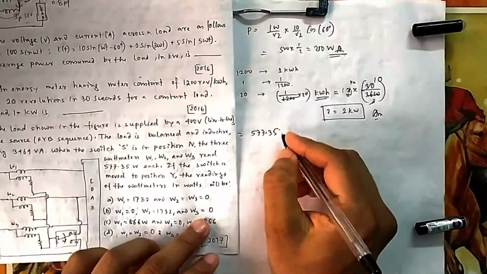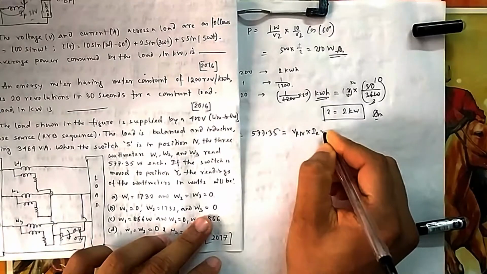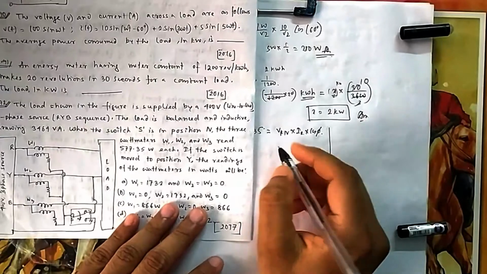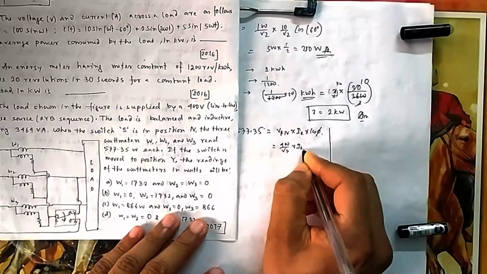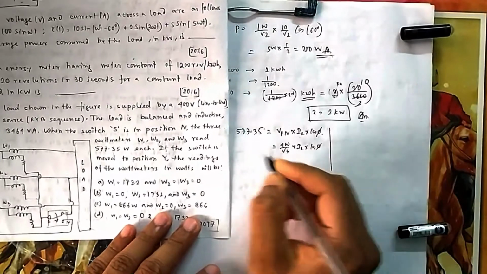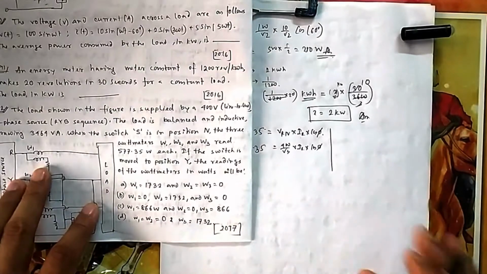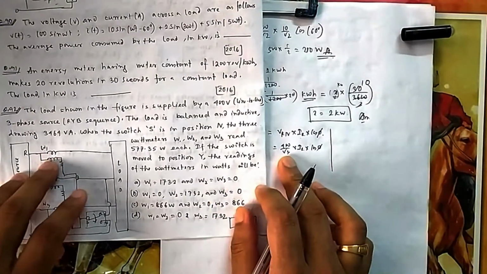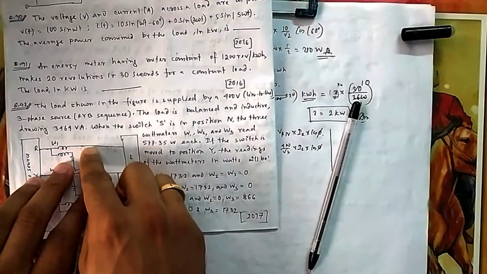So for now let us calculate this. It is VRN multiplied by IR into cos phi. IR you don't know, you know VRN, the phase voltage, it is 400 by root 3. IR you don't know, and you don't know cos phi also. So this wattmeter was measuring this voltage and this current. You don't know whether it is phase current or line current.